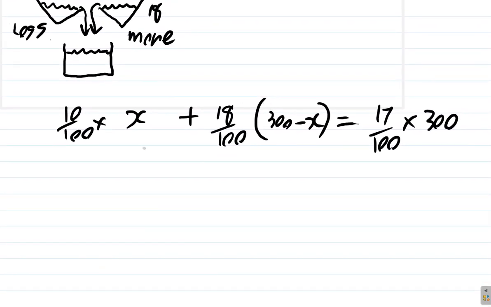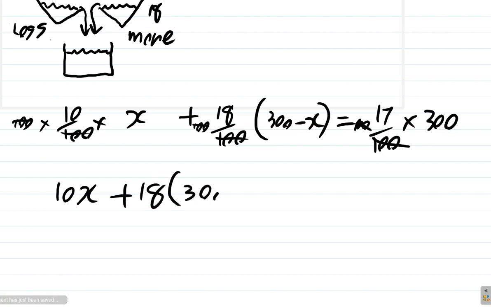So, calculating here. Let us multiply everything by 100 now and get rid of these. Times 100, you cancel the 100. And work with whole numbers. With whole numbers, it's less stressful and you're less likely to make mistakes. So the 100 cancels, so you have 10x plus 18 by 300 minus x. Same thing happens here, 17 by 300.